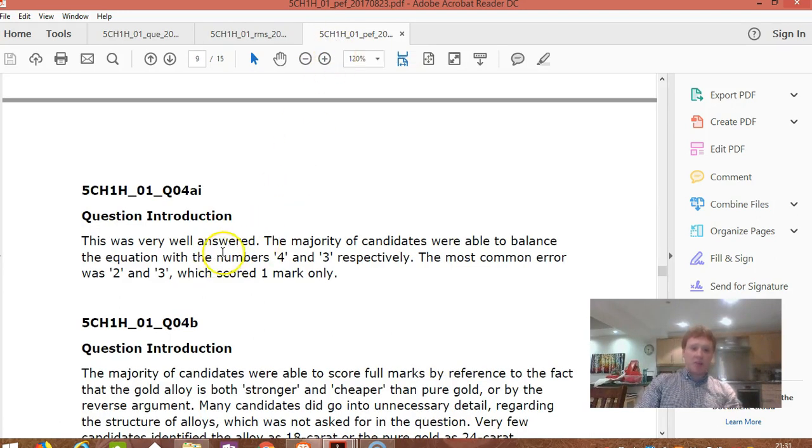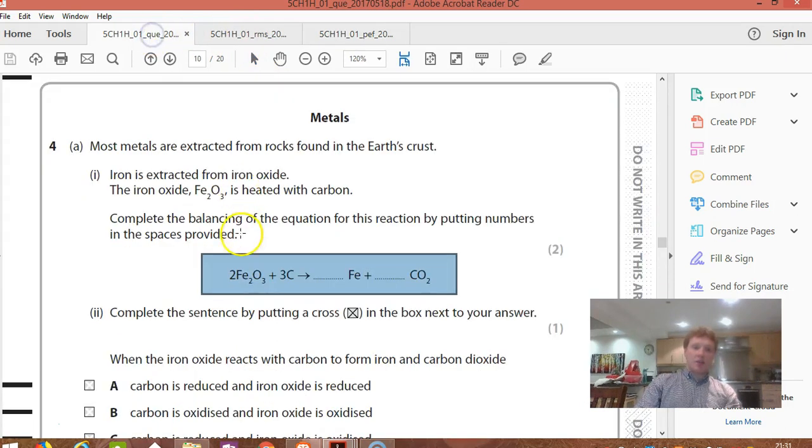The examiner's report says it was very well answered. They were able to do 4 and 3. The most common error was 2 and 3, which makes sense because they were just balancing the big numbers.